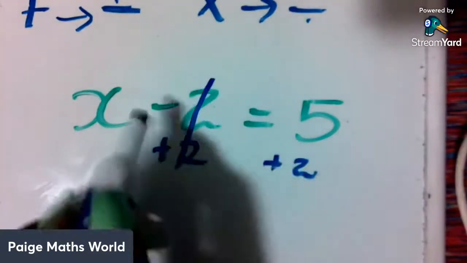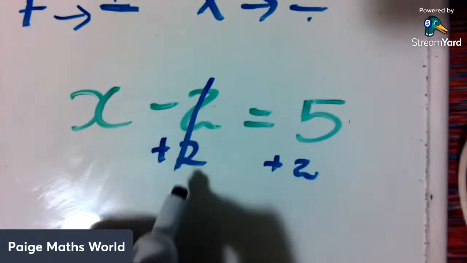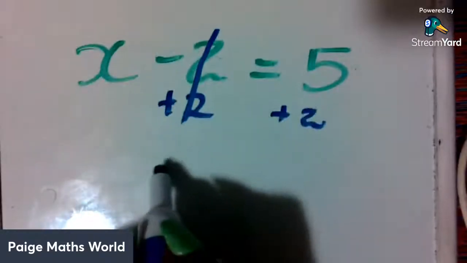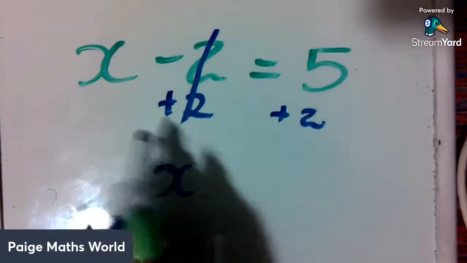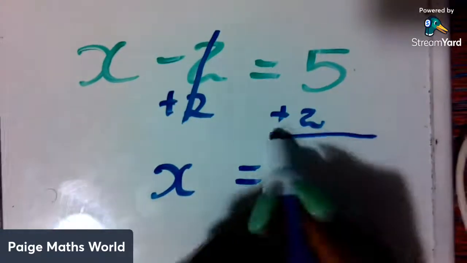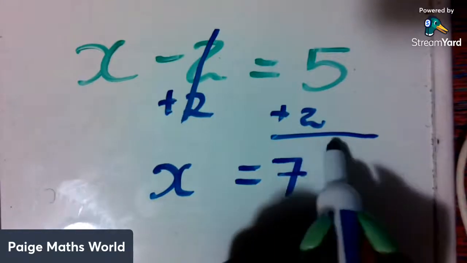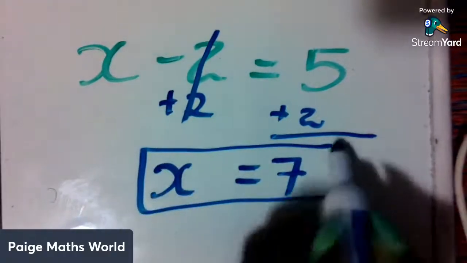we're going to be canceling because negative 2 plus 2 is 0. So that has been eliminated, and we have x remaining on this side of the equation. Now we're adding 5 plus 2, which is equal to what? 7. And so x is equal to 7.